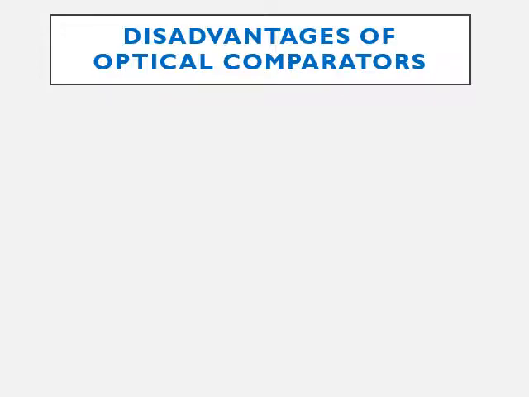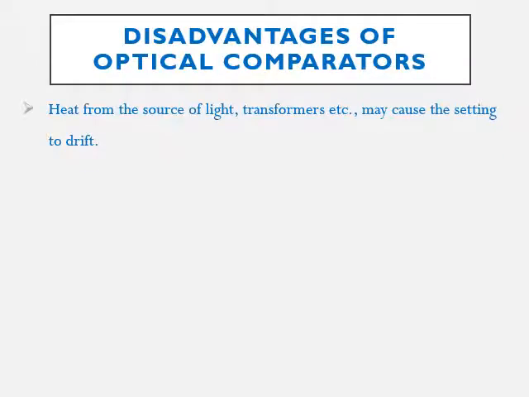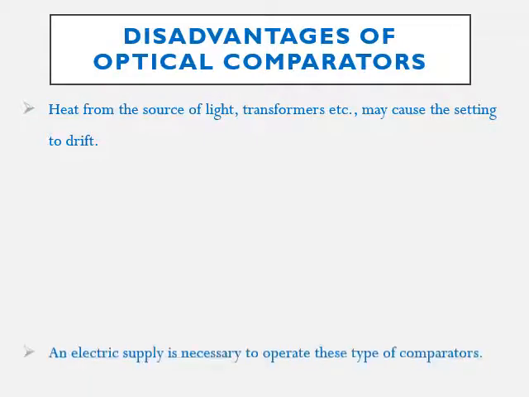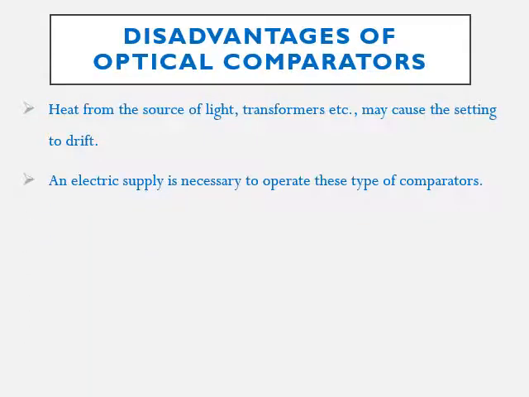The optical lever is generally weightless, since the number of components involved in this comparator is greatly reduced. Some of the limitations of optical comparators are heat from the source of light, and transformers which may cause the setting to drift. An electrical supply is necessary to operate these kinds of comparators, whereas mechanical comparators are free from any such aids or sources for their operation.